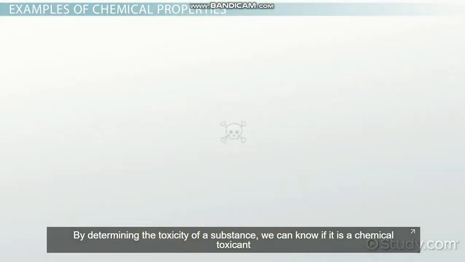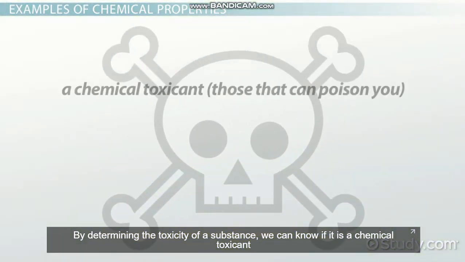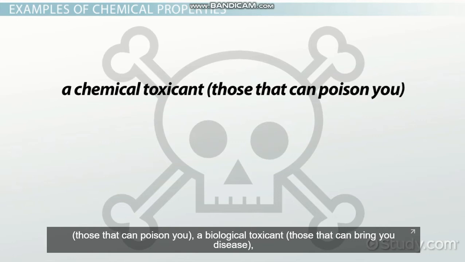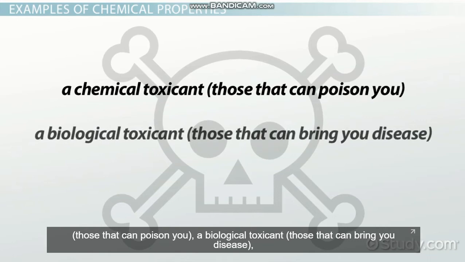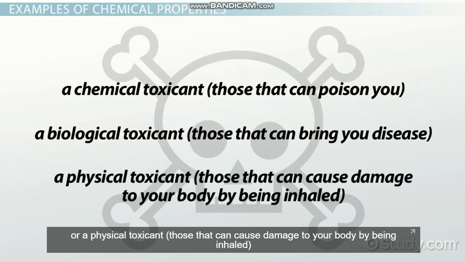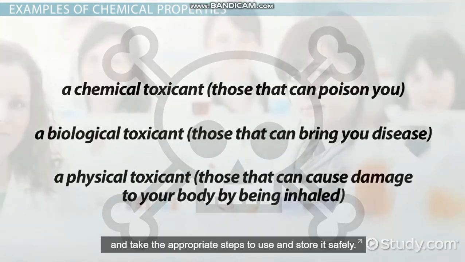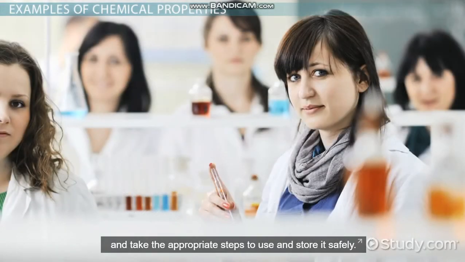By determining the toxicity of a substance, we can know if it is a chemical toxicant, those that can poison you, a biological toxicant, those that can bring you disease, or a physical toxicant, those that can cause damage to your body by being inhaled, and take the appropriate steps to use and store it safely.